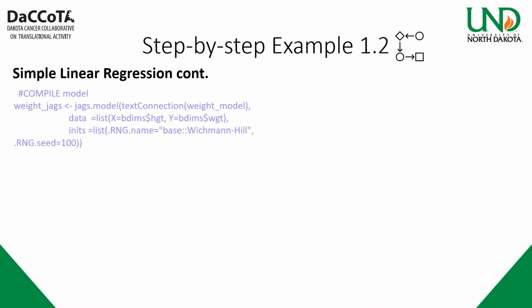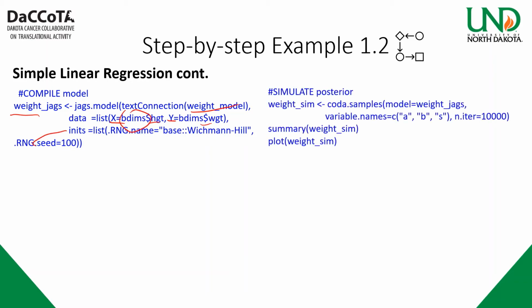Then when we go to compile our model, again, we'll create something called weight JEGs now, which will use our weight model. We'll need to add our data. So we'll have our x and our y variable, which are those height and weight dimensions from our BDIMS data set. This is all going to be the same. We'll simulate. Again, the main difference here is obviously we have weight sim and weight JEGs rather than the other things like our vote sim and vote JEGs. And then we'll also need to include more variable names, A, B, and S, rather than just P.